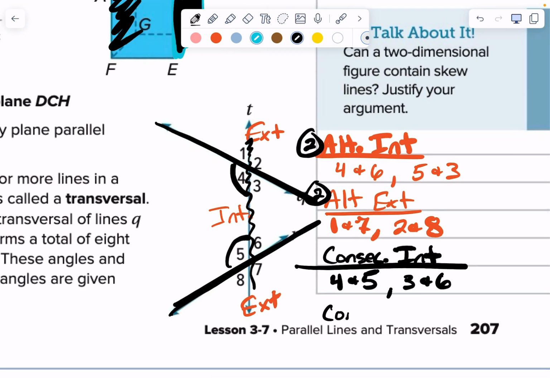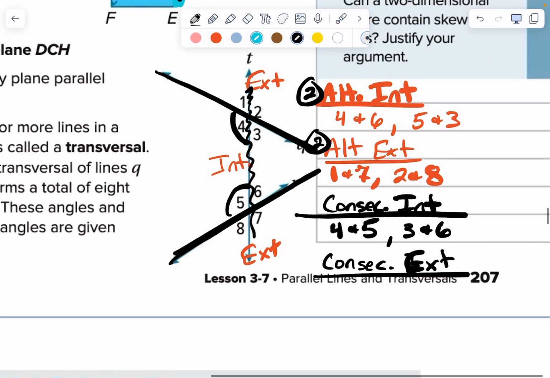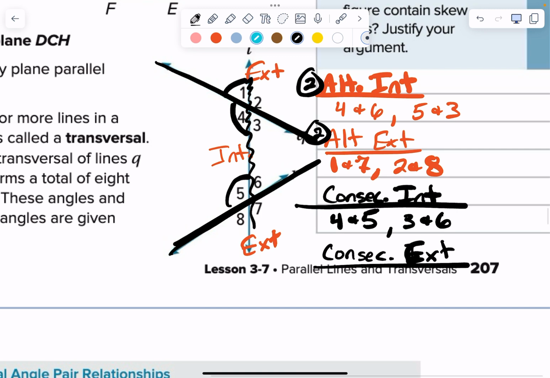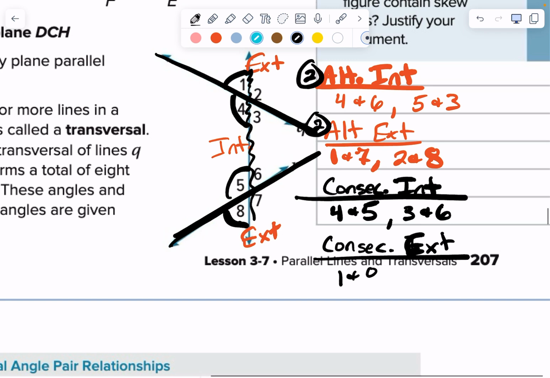I have consecutive exterior. They don't do these a lot for some reason. Okay, list me my consecutive exterior. 1, 2, and 7, 8. 1 and 2 are, wait a second. 1 and 8. 1 and 8 would be together, and 2 and 7 would be together. But that's 2 sets each, right? 2 and 2, got it?